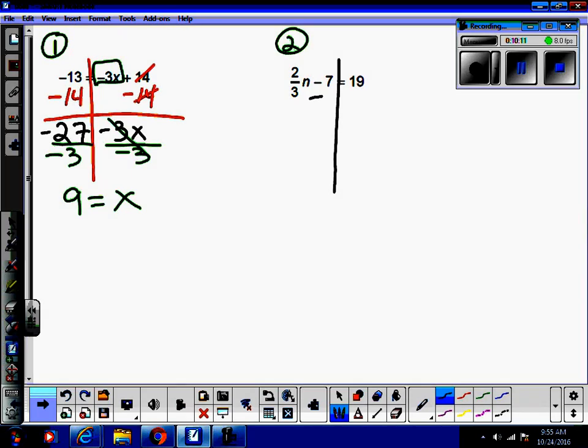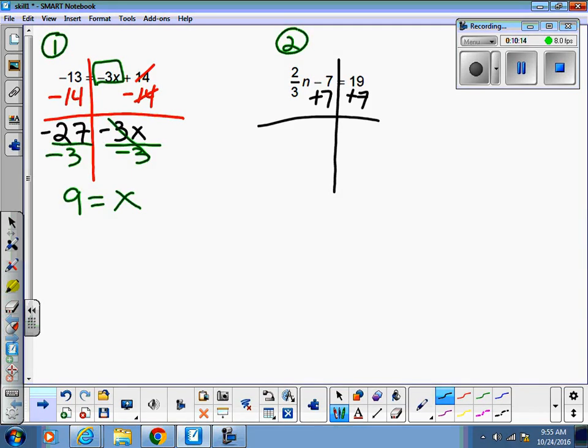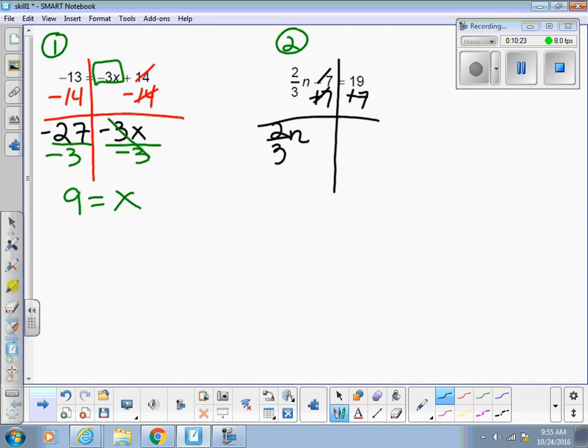Now on the second one, notice here we have a fraction in the form. We have 2/3 of n minus 7 is equal to 19. So again here, let's get rid of the 7 by adding 7 on both sides. And then we have 19 plus 7, and that will give us 26. Now to undo that 2/3, remember this is 2/3 times n. So technically we have to divide 26 divided by 2/3.